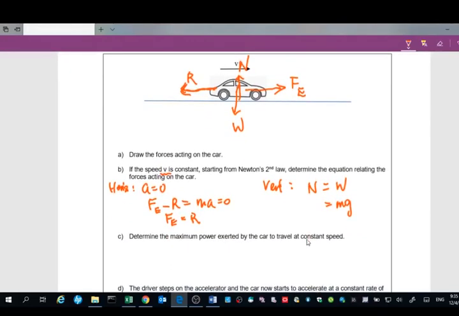Right. Determine the maximum power exerted by the car to travel at constant speed. The power is represented by the product of the force of the engine multiplied by the speed, because the constant speed here is v. The speed doesn't increase anymore. It's already traveling at its maximum speed, so therefore the power is maximum. And since Fe equals R from the above, the answer can also be written as Rv. So it's either Fe times v or R times v. In the vertical, of course, nothing is happening here, so you don't have to worry about the forces in the vertical.